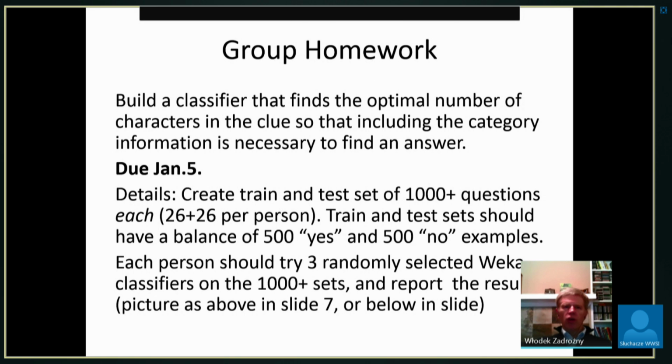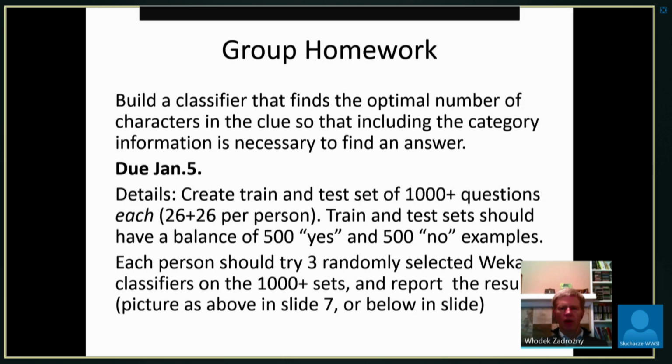So the group homework is to build a classifier that finds the optimal number of characters in the clue, so that including the category information is necessary to find an answer. This is due January 5th, and what I would like you to do is to create a train and test set of about 1,000 plus questions.